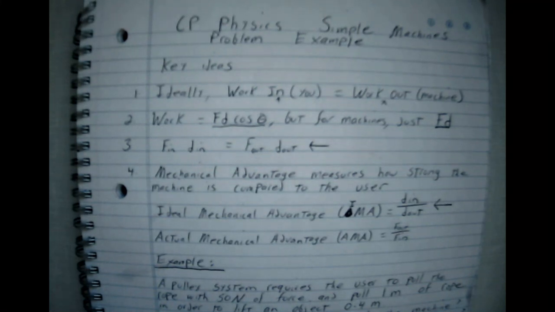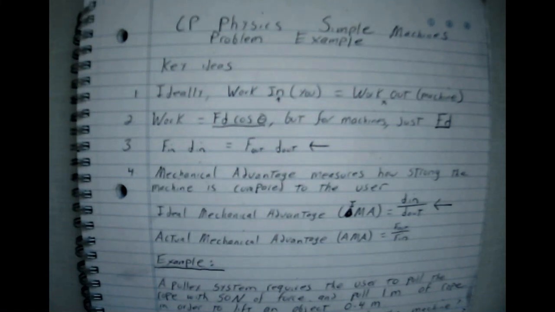Either it does that by changing the direction of a force, like a lever, where you can push down and lift an object up, or by increasing the amount of output force you get for a given input force. Another way of saying that is you're able to exert one force and get more force out of the machine. Okay, so that's how machines make work easier.